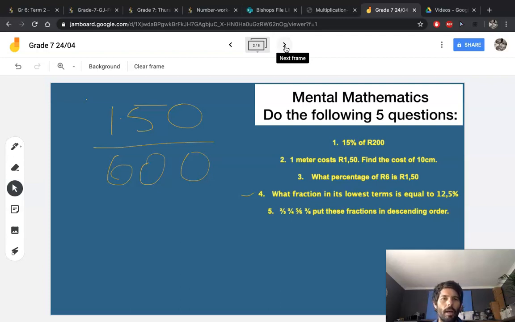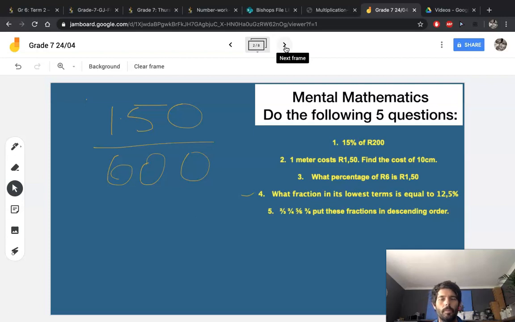Now I can divide 600 by 6 to get to 100. And therefore I must divide 150 by 6, because whatever I do to the denominator, I do to the numerator. And how do I know if 150 can actually be divided by 6?